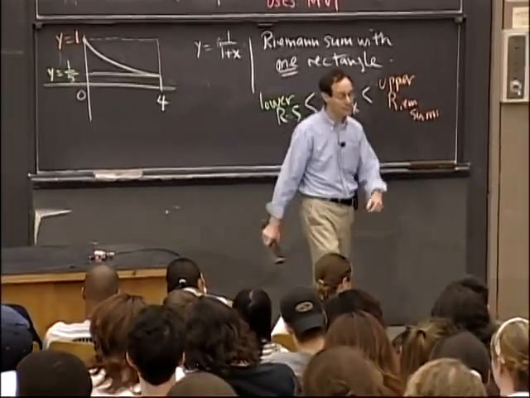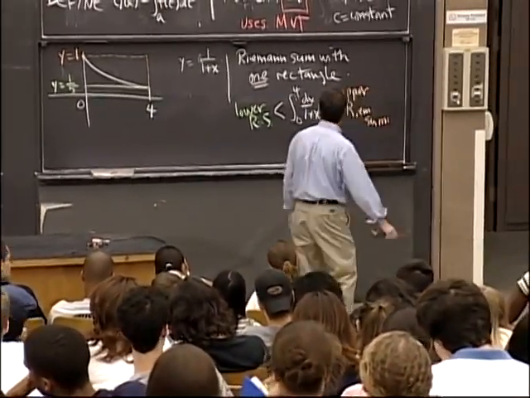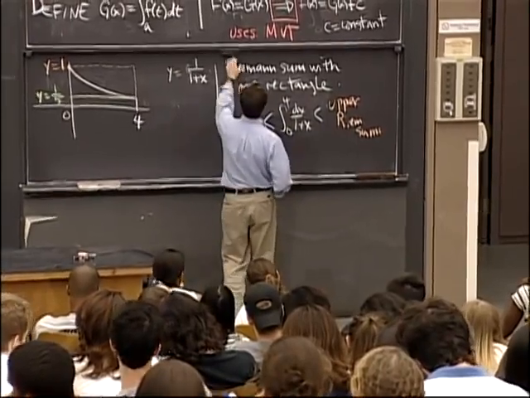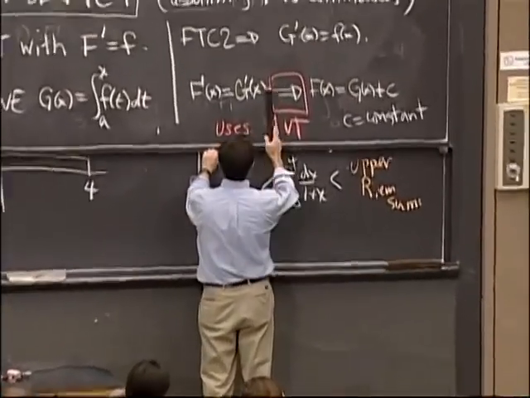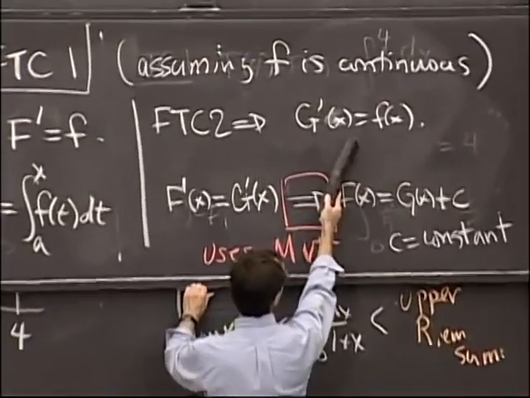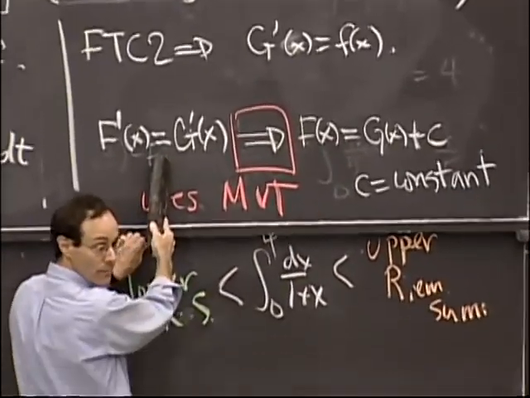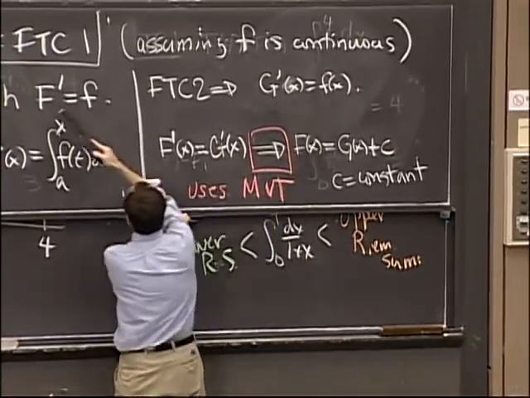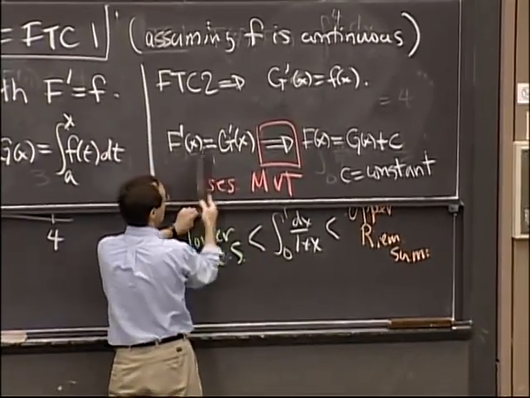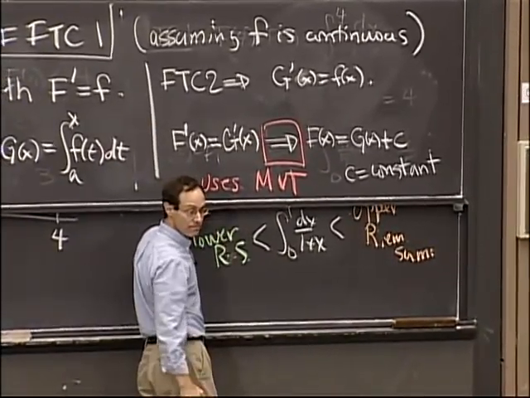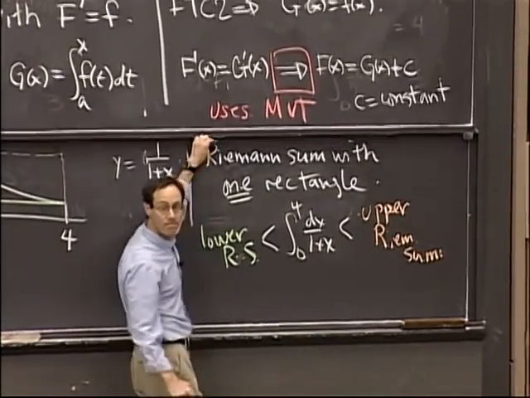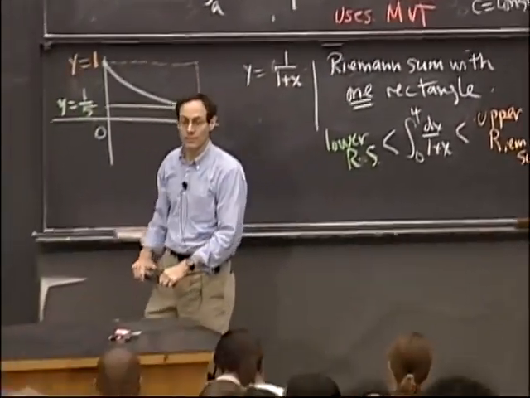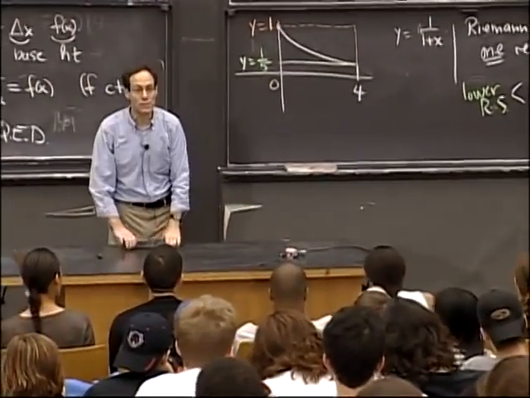Yes? From the fundamental theorem to f prime of x equals g prime. The question is, how did I get from here to here? And the answer is that if g prime is little f, and we also know that f prime is little f, then f prime is g prime. Okay? Other questions?